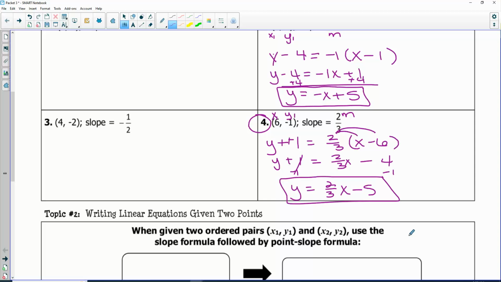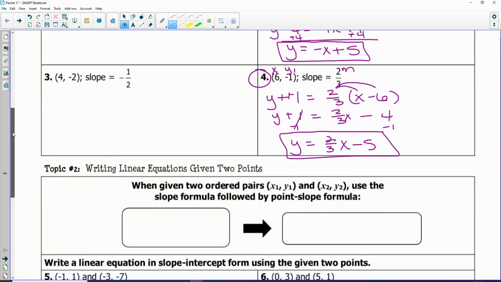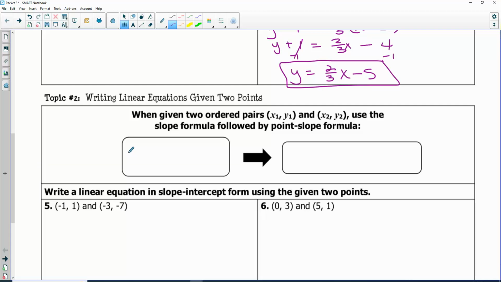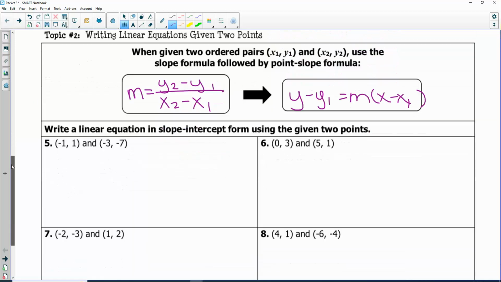Sometimes we have 2 points given instead, which means we have to do 2 things. We have to find the slope and then the equation of the line. Remember slope. This is also on your formula sheet and we talked about it some yesterday. It's y2 minus y1 over x2 minus x1. And then after we do that, we can do the equation of the line. So let's look at one of these together.